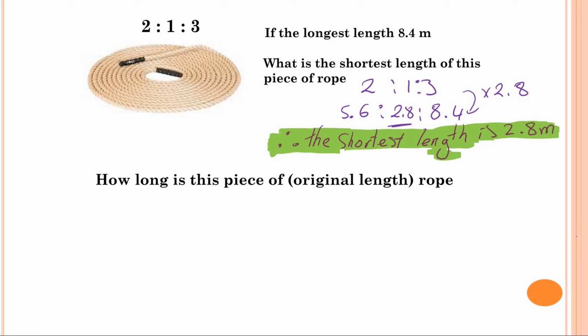Now how long is this rope? This piece of rope, that's what that means. How long altogether, which means the original length, if you like. So what we're going to do is we just add them up. So all we need to do is 5.6 add 2.8 add 8.4. To do this, add them together, I get 16.8 meters.